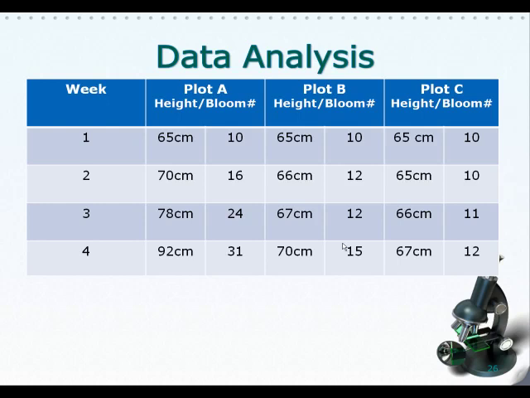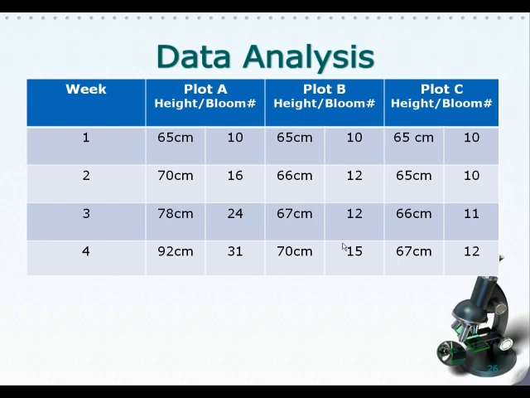In plot A, the bloom number increased from 16 to 24. In plot B, the bloom number did not change. In plot C, the bloom number increased from 10 to 11. Let's look at week 4.